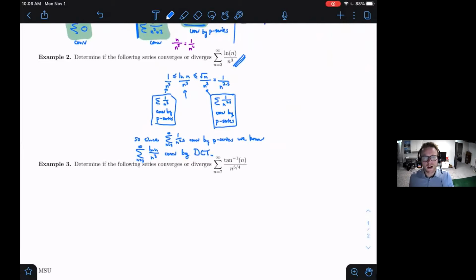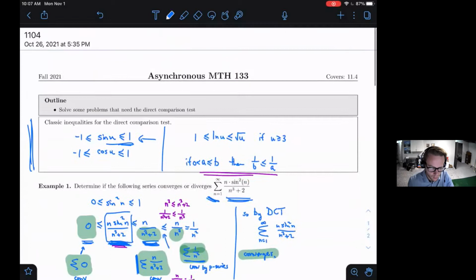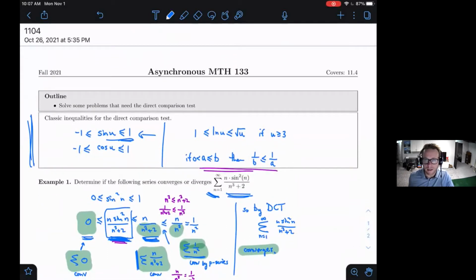For our last example here, I'd like you to go ahead and pause the video and think about this one for a minute, and then we'll come back and do this one together. All right, so I hope that you were able to come up with the inequality, even though I didn't give it to you, because honestly, I haven't seen arctangent come up so much. This is a problem that I created just to show you that there is, of course, more out there. I gave you the classic inequalities that you need for the direct comparison test. But then I thought, is there any other kind of inequalities that I could come up with that don't really fit into this, but you could turn into a direct comparison test sort of problem?